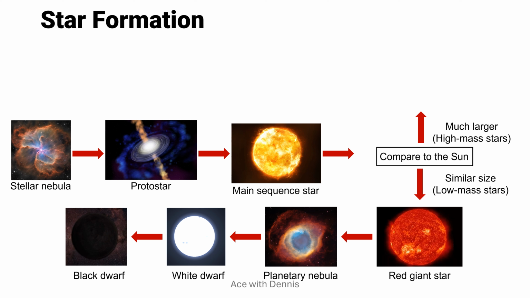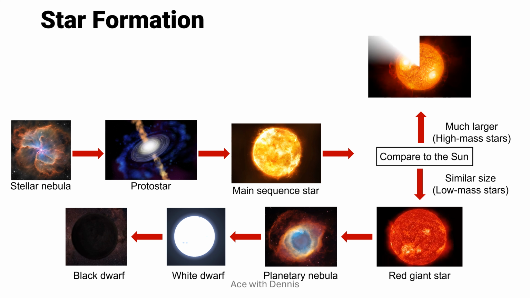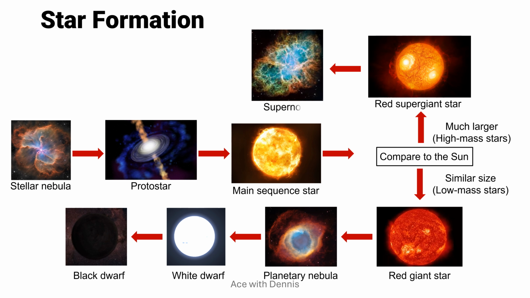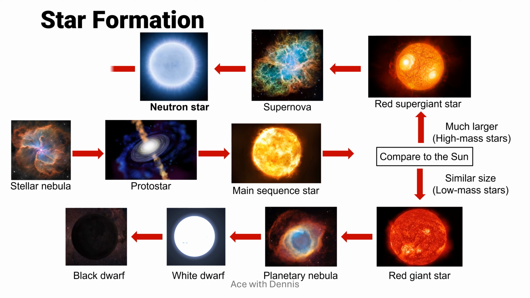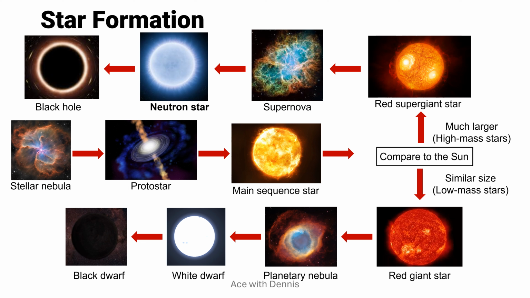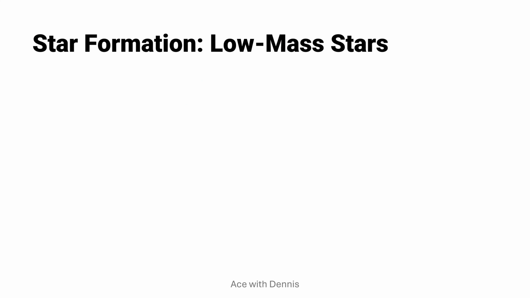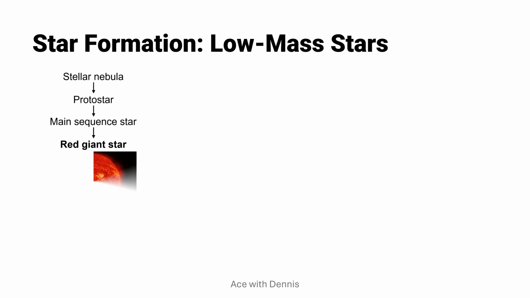If it is larger or much larger than the Sun, it is considered as high mass star. So the next stage after main sequence star will be the red supergiant star. Next, followed by supernova, and next stage will be the neutron star, and at the end it becomes a black hole. So we'll discuss one by one after this. For the low mass stars, after it has gone through the first three stages of star formation, the next stage is the red giant star.